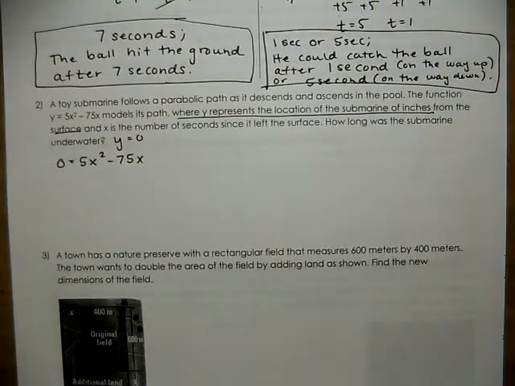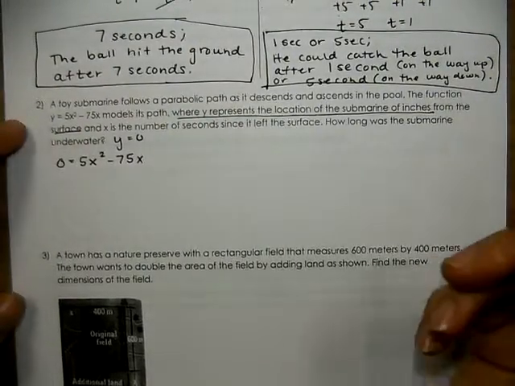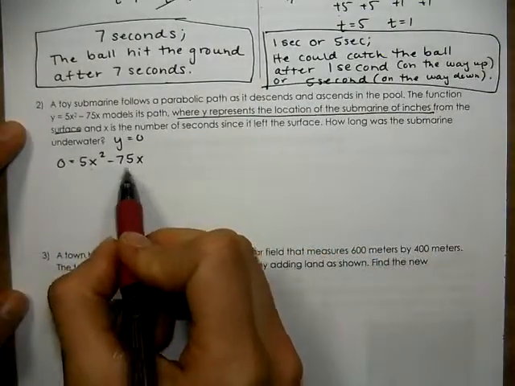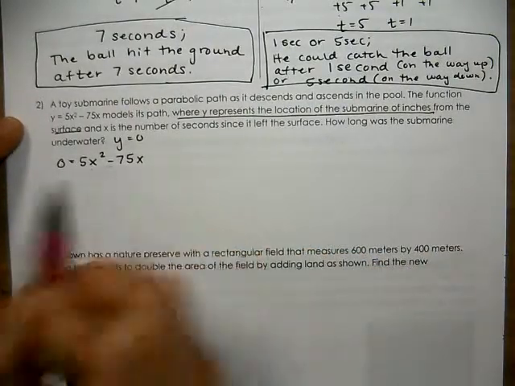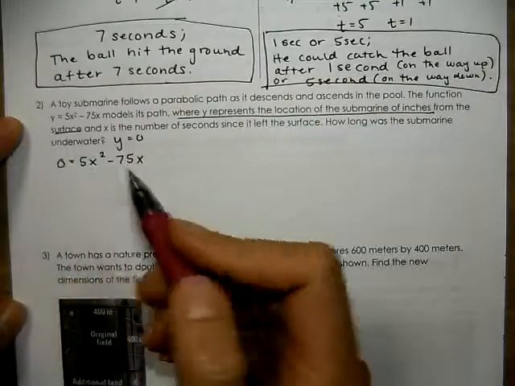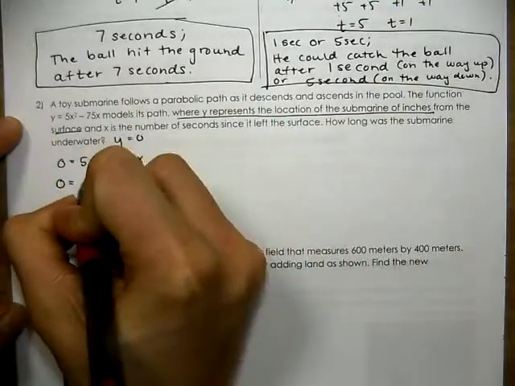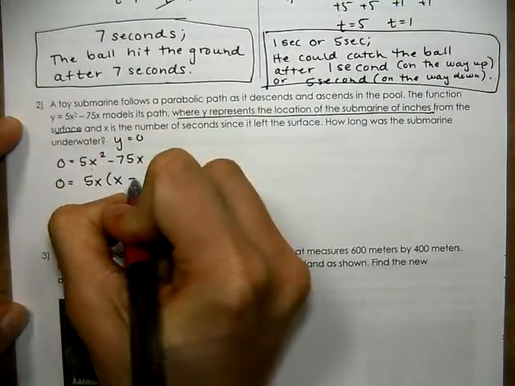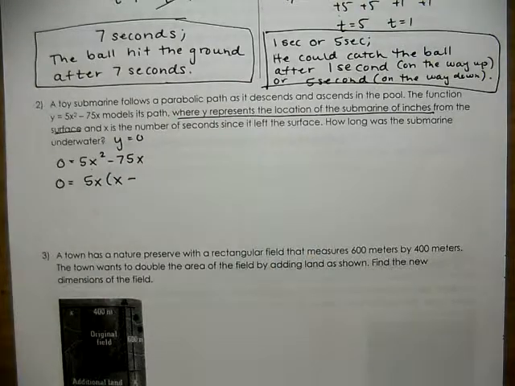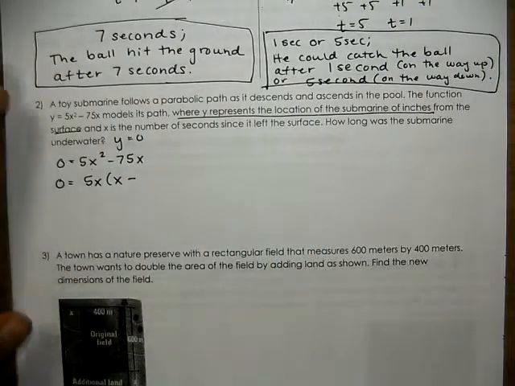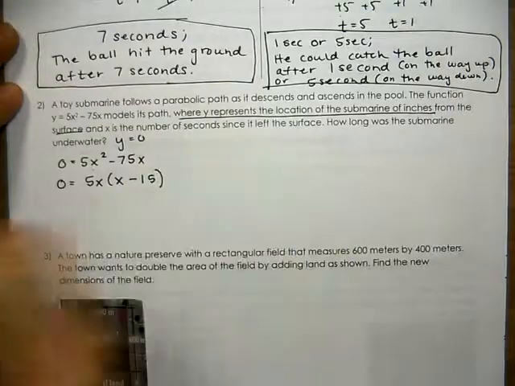All right, there's a couple different ways you could go about solving it. One way is to think through what is the GCF. If you recognize that both terms are not only divisible by 5, but also divisible by x, meaning they each have an x you could factor out, you could say 0 equals 5x, and then it would be x minus, and 75 divided by 5 is 15, so x minus 15.